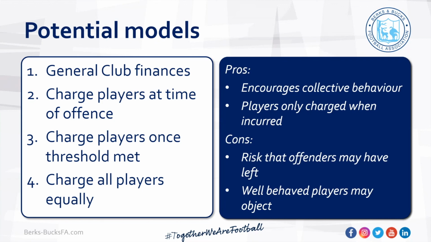Third model then is that you go back to the players that have incurred the offences that lead to those accumulation charges once that threshold is met, and retrospectively charge them for their proportion at that point. Benefits of this is it does assign the additional cost proportionately, and the players are only charged when it's incurred. So if you don't incur those additional fines, then you don't have to worry about going back and asking them for the money.